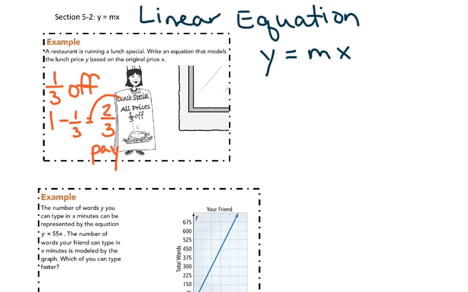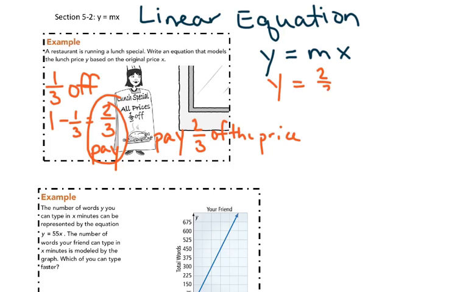So if we have to pay 2/3 of the price, remember that of means times. So if I write in words that we pay 2/3 of the price, that means that we do y equals 2/3 times, because of means times, so 2/3 times the price, which is x. So that is the equation for this scenario.